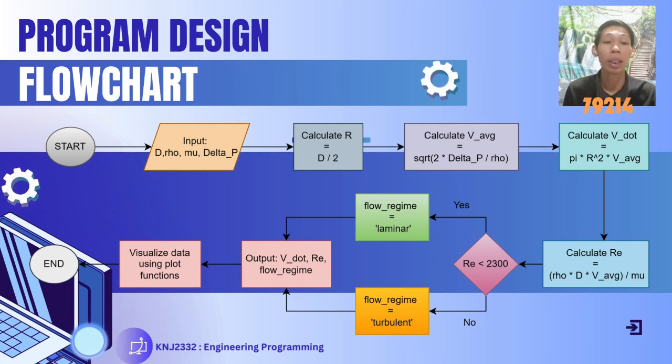Using this Reynolds number, we determine the flow regime. If Re is less than 2300, the flow is classified as laminar. Otherwise, the flow is classified as turbulent. For the output, the program displays the calculated values for volumetric flow rate, V dot, Reynolds number, and flow regime, whether it is laminar or turbulent. Finally, we visualize the data using the plot functions.